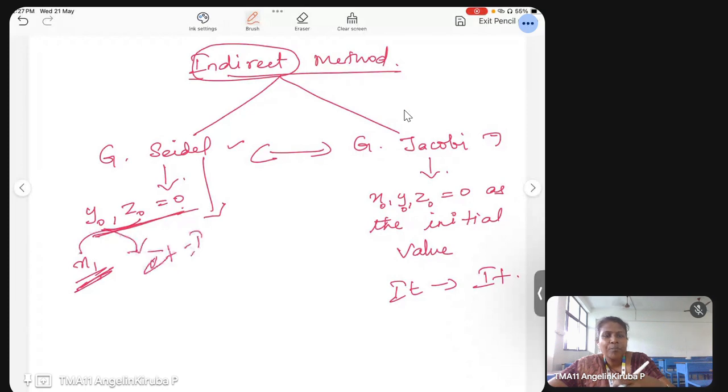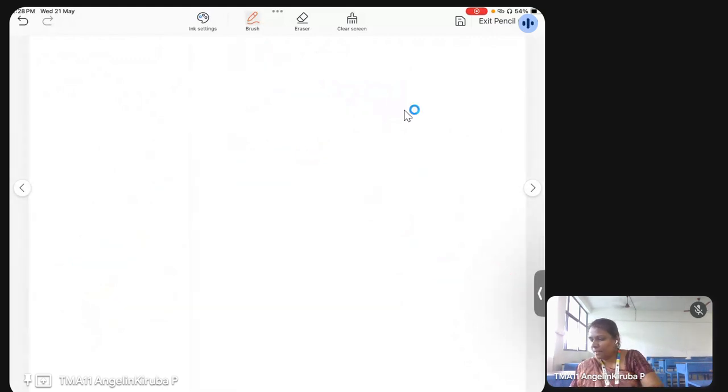In Jacobi we use the initial values, the values we used to substitute. That is the difference between the Gauss Seidel and Gauss Jacobi methods. That's why Seidel converges faster compared to Jacobi. In Jacobi we substitute from iteration to iteration, while in Seidel we substitute within the iteration. So that's why Seidel converges faster. This is the basic thing you should know about Gauss Seidel and Gauss Jacobi. That is the concept. Now we'll try to solve some problems under this.